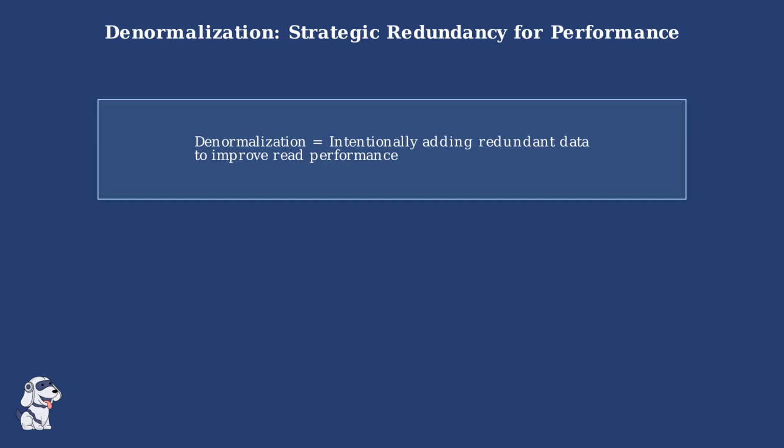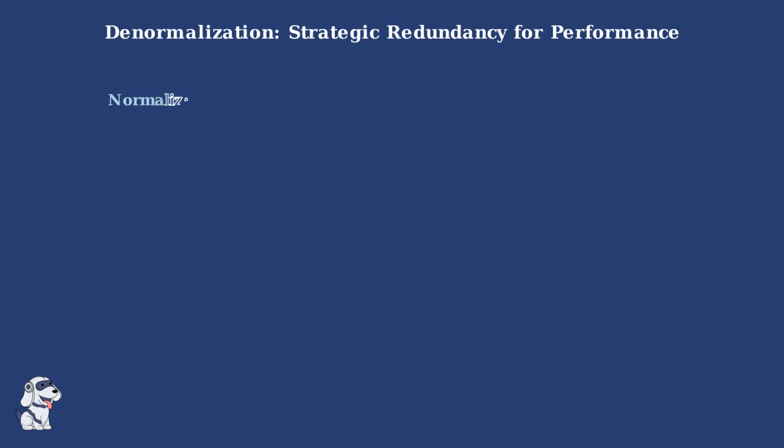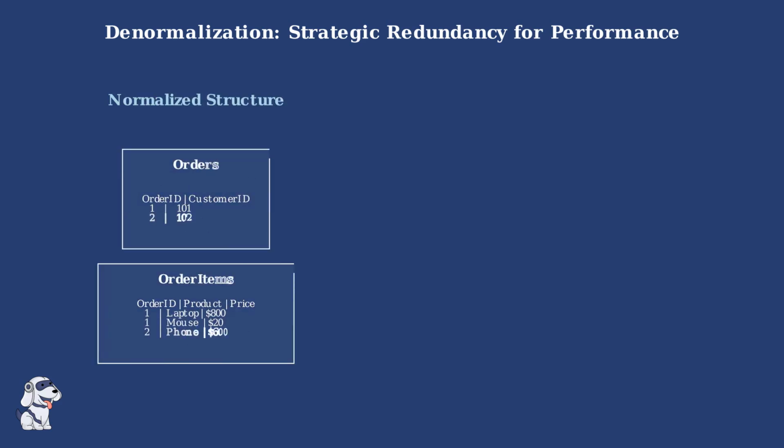This creates redundancy, which we normally try to avoid, but it can dramatically speed up queries that would otherwise require complex joins. Let's look at a practical example. Imagine we have a normalized e-commerce database with separate orders and order items tables.